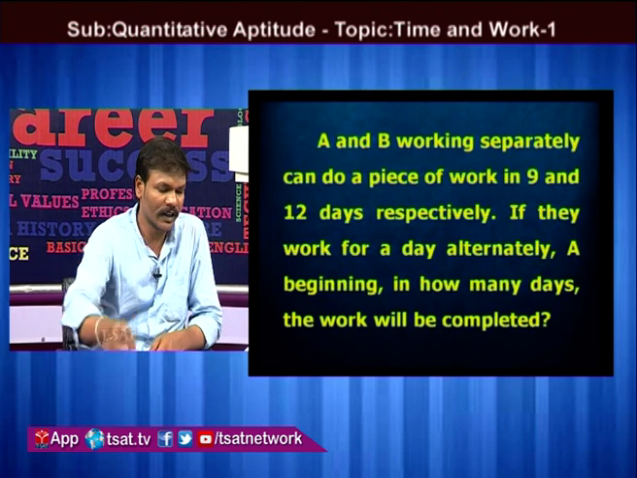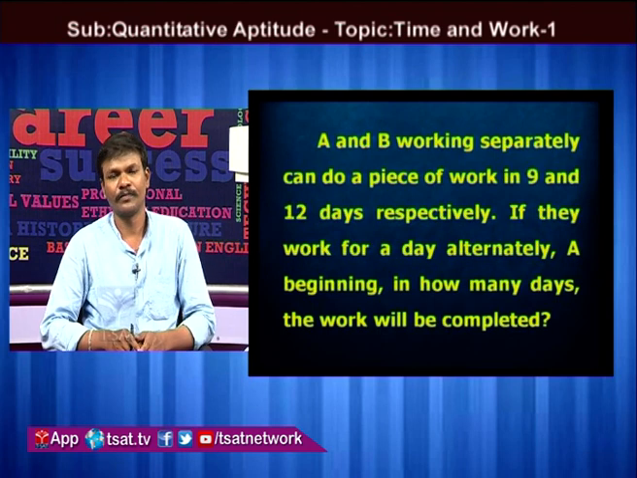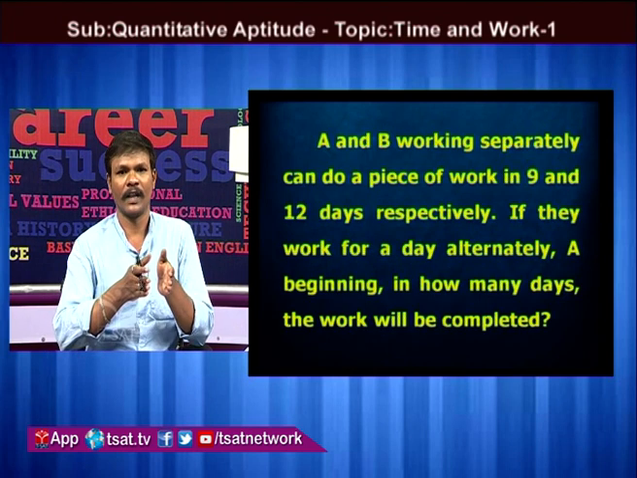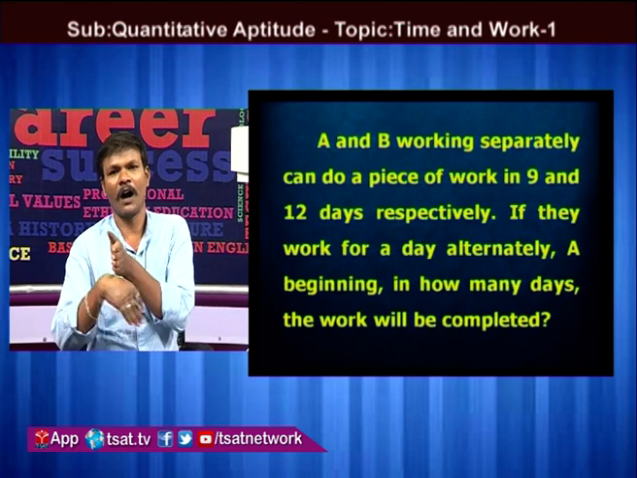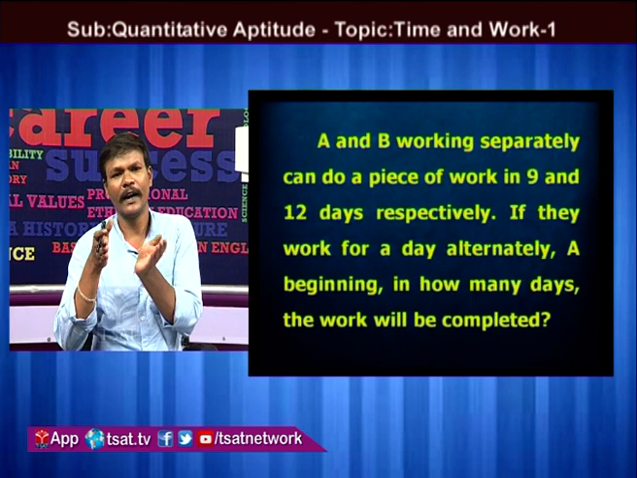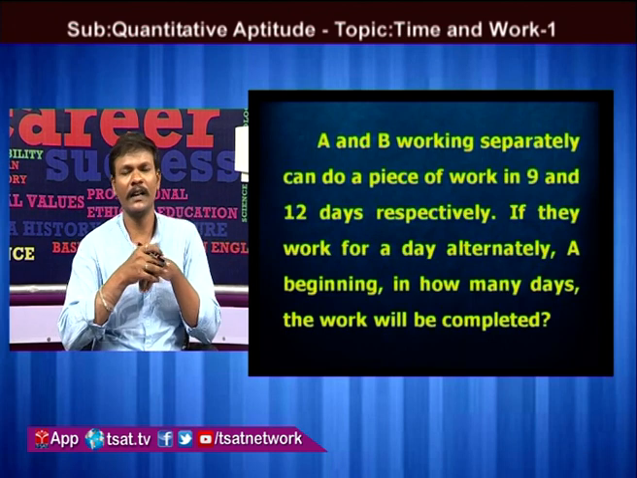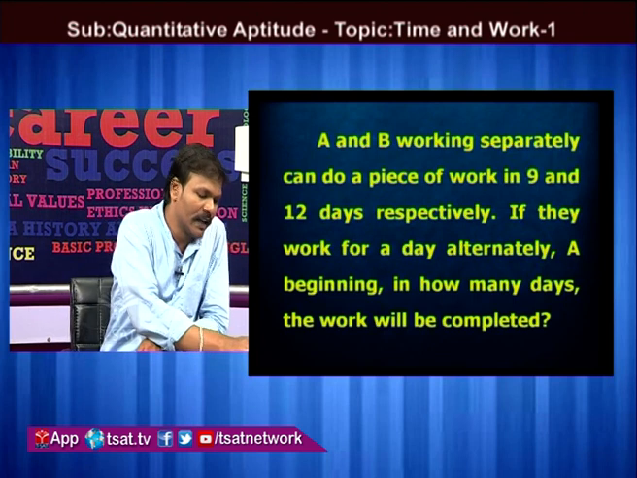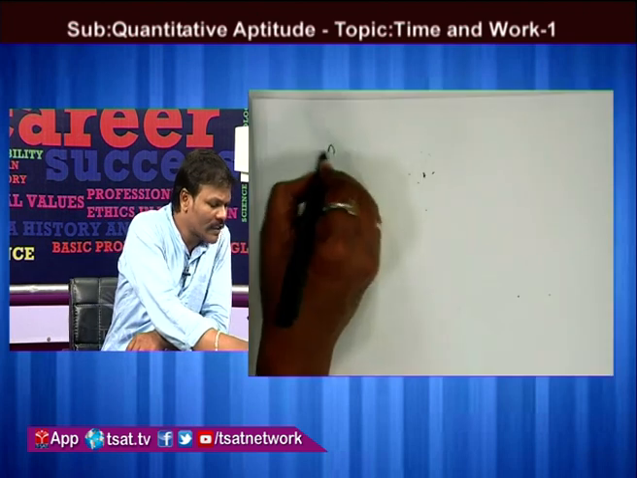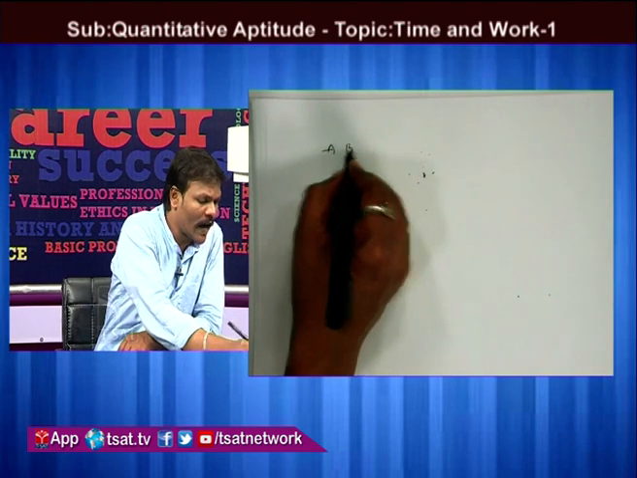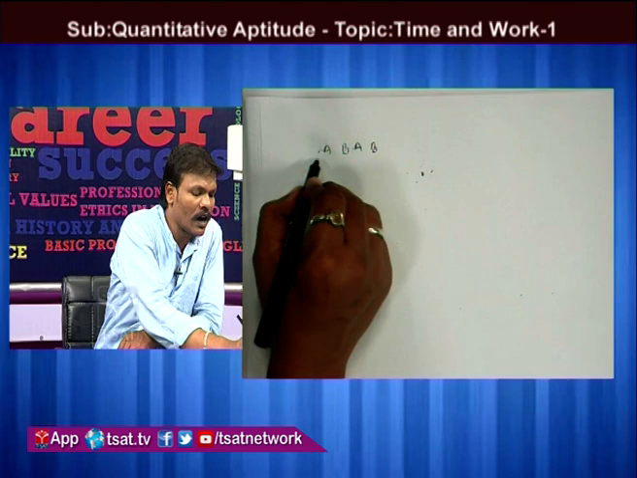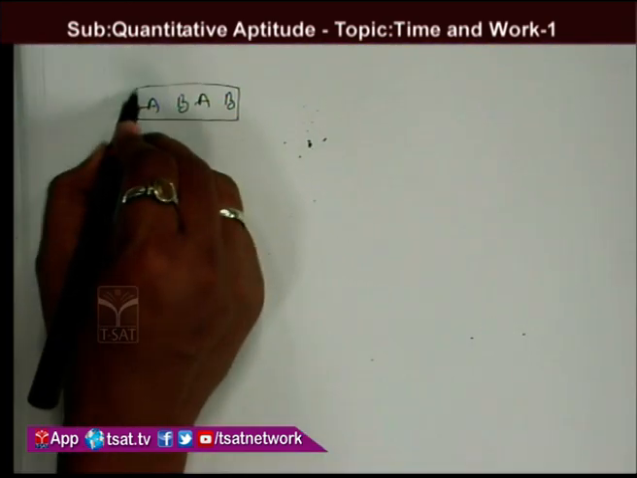So, alternate working days means the first day A is working, on the second day B is working, and the next day A is working, on the next day B is working. So, day by day, that means alternatively A working, B working, A working, B working. In that way, A starts the work and B continues, again A continues, again B continues. This is how the working moves on.